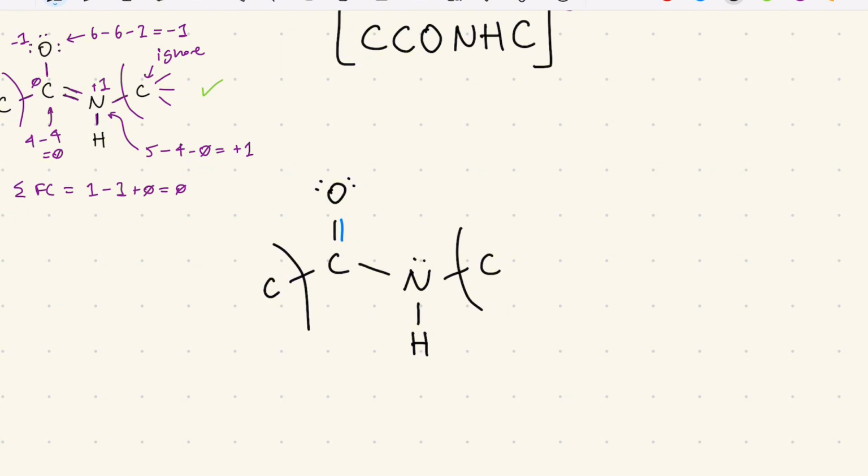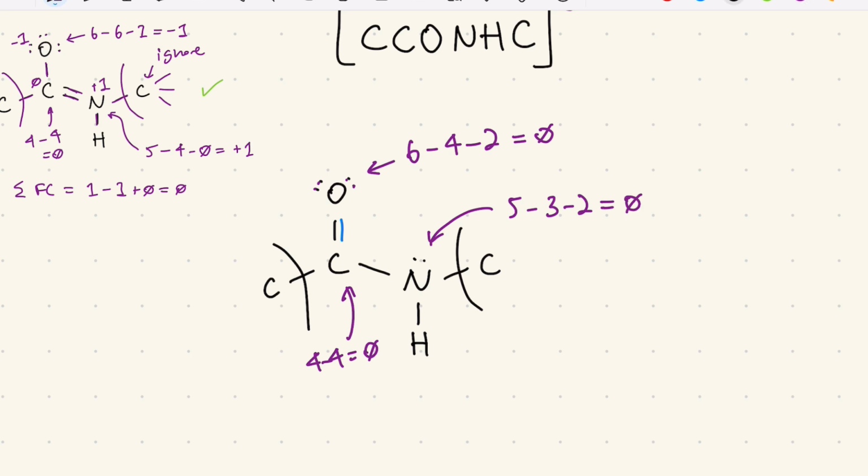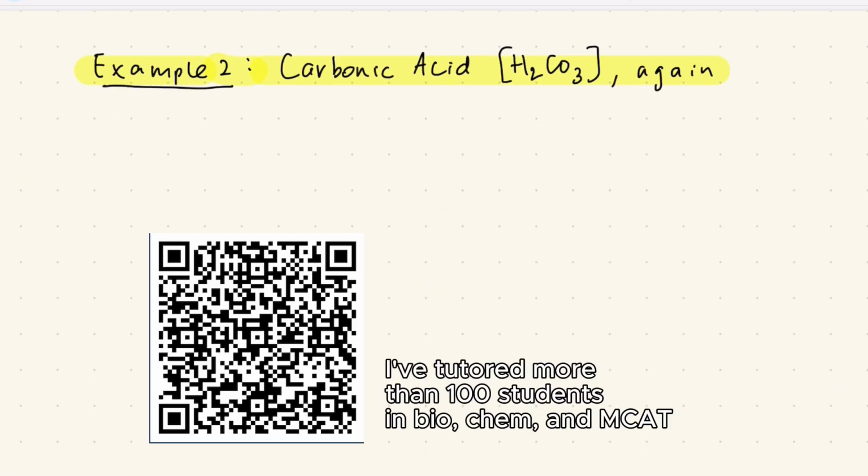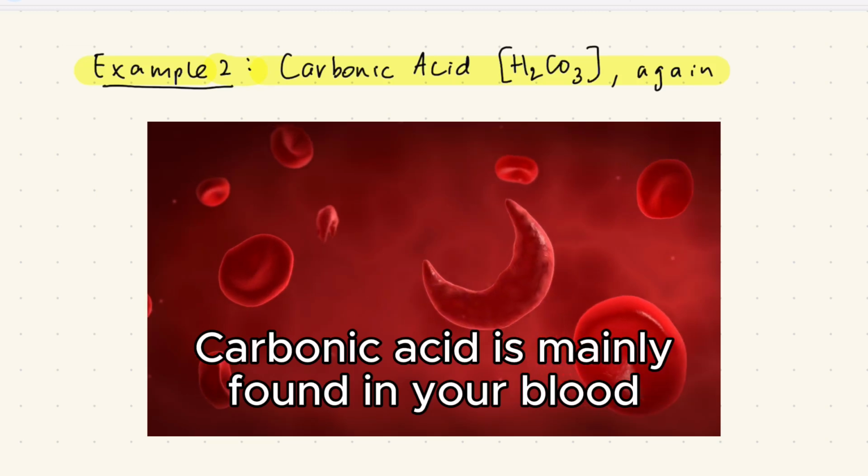Okay, here we are. If we recalculate formal charge this time, all formal charges are 0. Now we have a situation where the new Lewis structure does a much better job of minimizing formal charges. Next example, let's revisit carbonic acid, H2CO3.